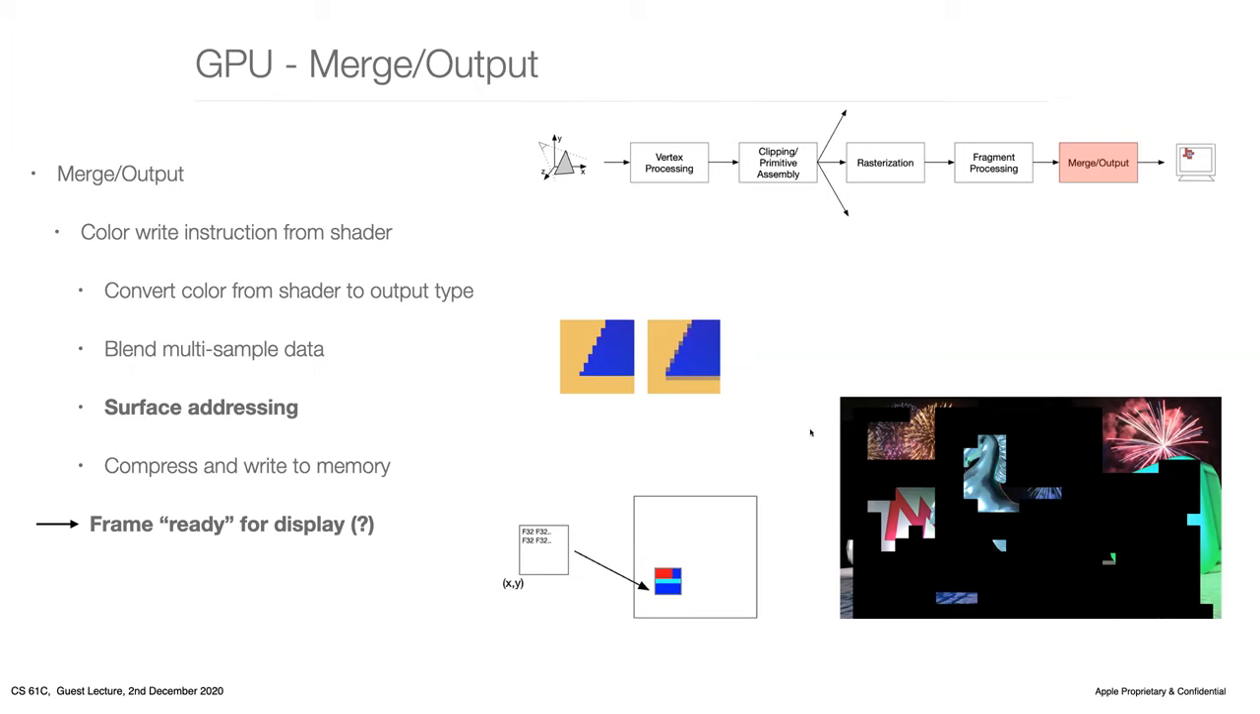On the bottom right-hand side of this picture is a frame buffer that's been captured mid-render. Some of the tiles or pixels have completed, and you can see them on the screen. Others have not. So you basically need to wait till all of the work is completed before you say that you're ready for display.